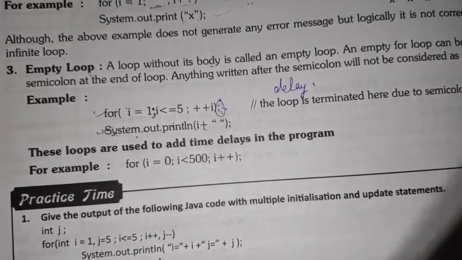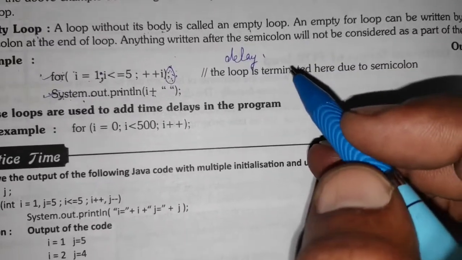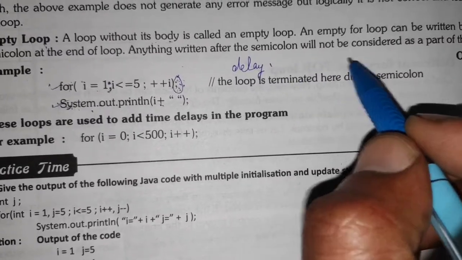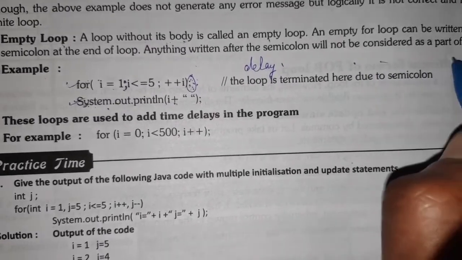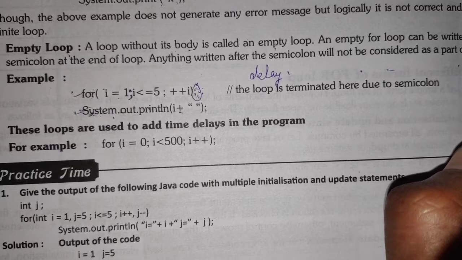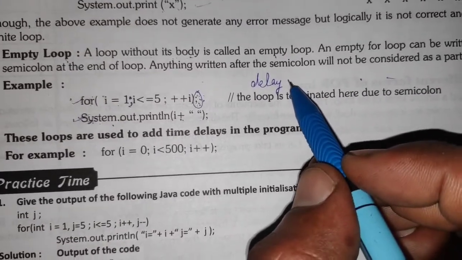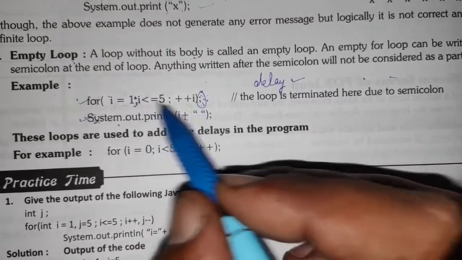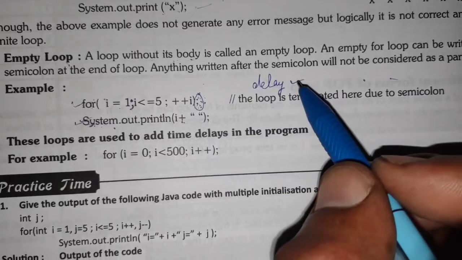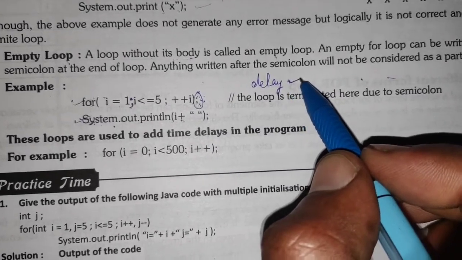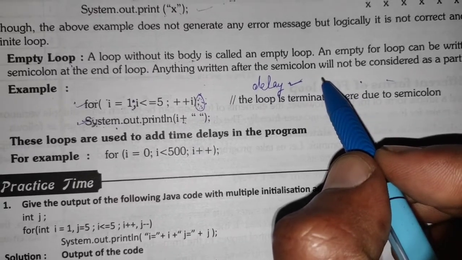For example, suppose you have printed the numbers 1 to 10, and after printing them you want to give a break. Similarly, after the pause, 20 to 30 numbers are printed, and again you want to give a pause. For giving a pause for delay purposes, you can use empty loops in Java. So that is the reason why programmers use empty loops inside a program.